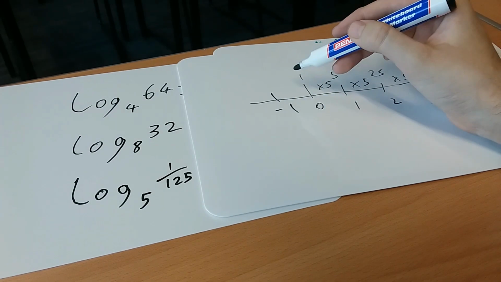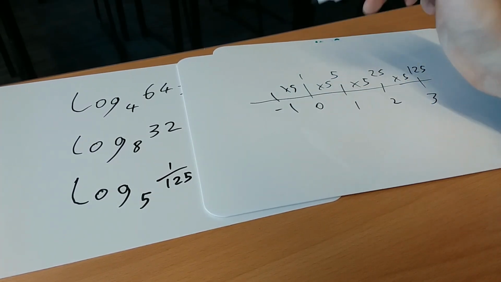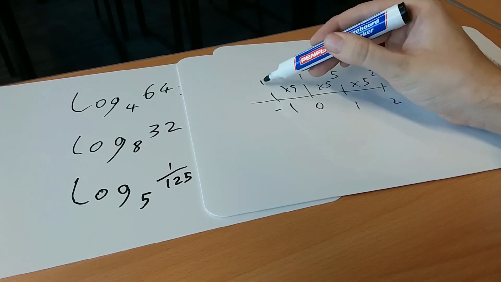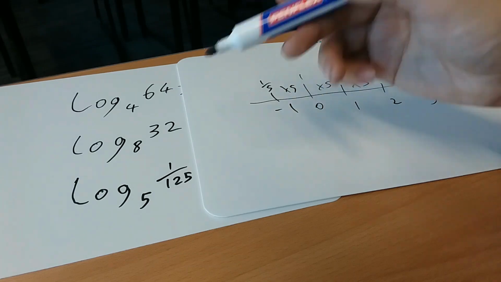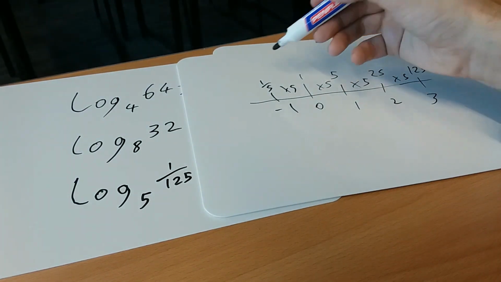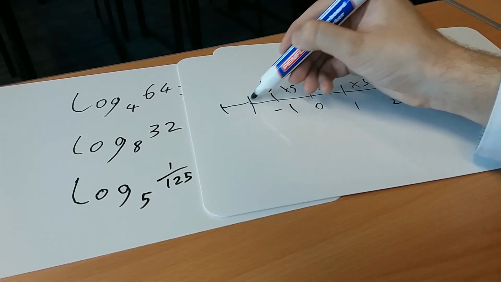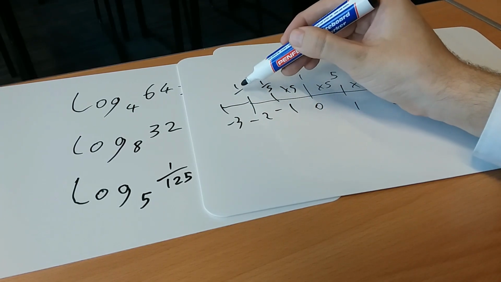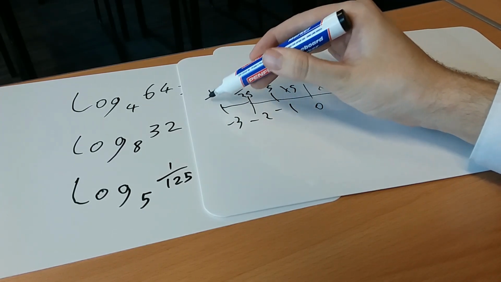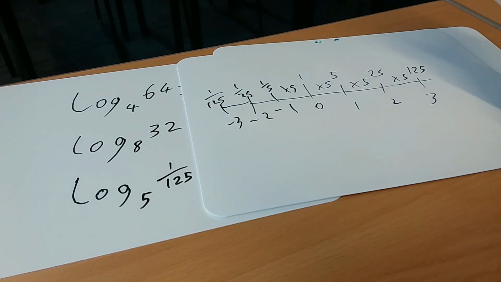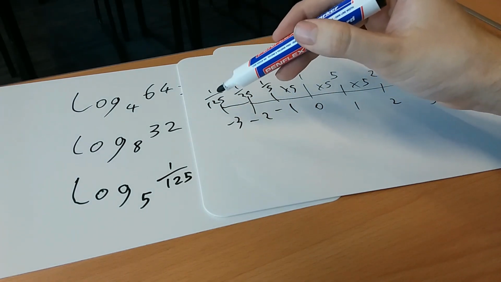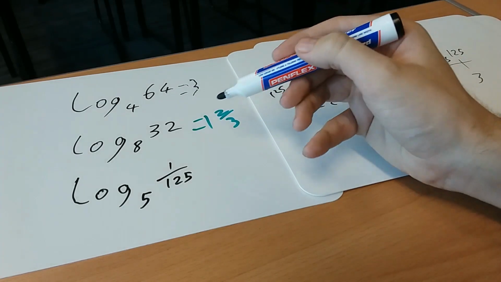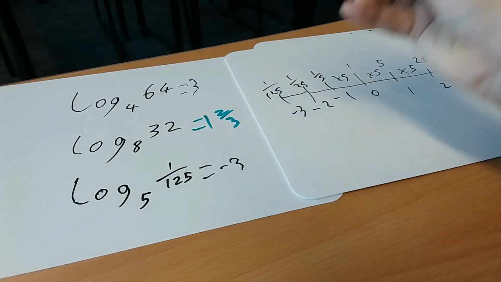the -1th step, well, that's multiplying by 5 to go that way, to the right. To go backwards, it's like we're dividing by 5. To get to 1 over 125, if we went 2 steps back, -2, -3, we're at 1 over 25, 1 over 125. So, to get to that, we have gone 3 steps to the left. Our answer there, then, is -3.